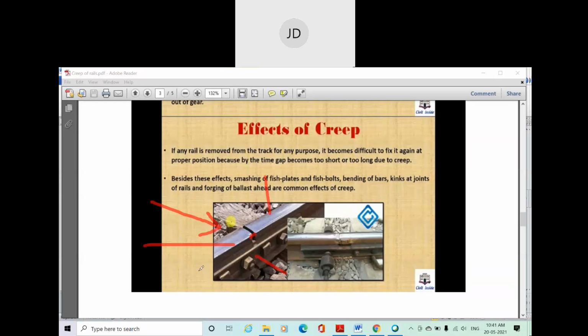Now maybe in this direction the creep is occurring, and this rail part moves in this direction, and this is the scenario after creep. So due to creep, you can see that there is a negligible gap in the expansion joint, and now you can see the failure pattern here. Okay, from the picture also you can observe the effect of creep. It may fail the rail part.